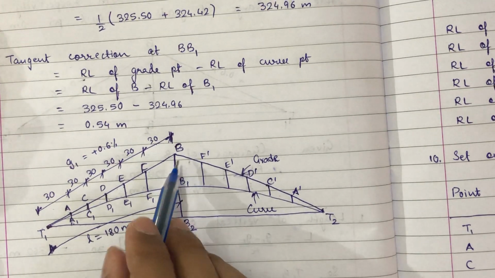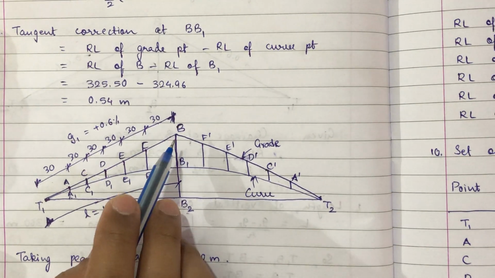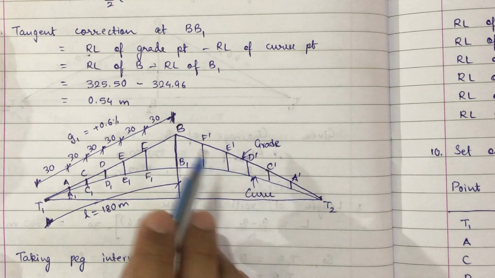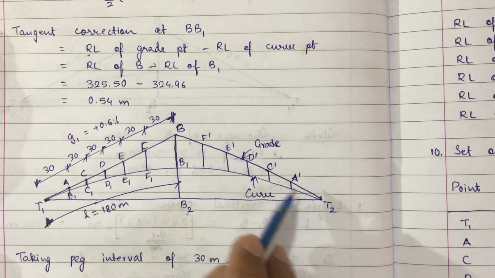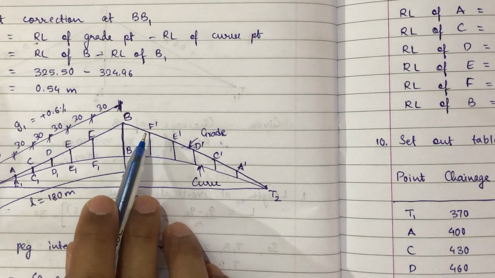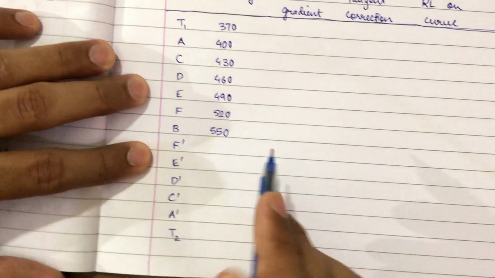Then, since the chainage of B is 550, the chainages after it should be increased by 30 each. So this is 550, so this will be 580. So F dash will be 580.